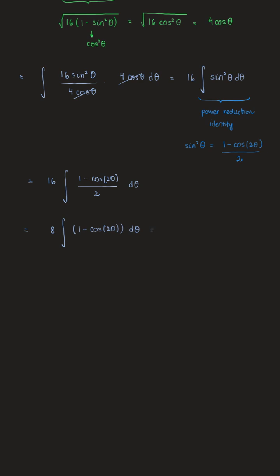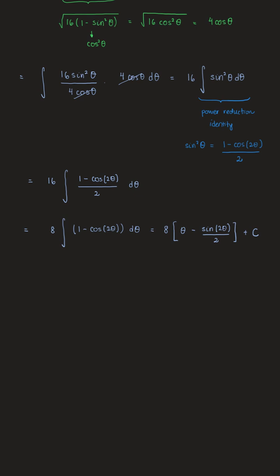So let's try it. We'll have 8. The antiderivative of 1 d theta is theta. And the antiderivative of negative cosine 2 theta will be negative sine 2 theta, but we need to divide by 2. Just undoing the chain rule there, and then we have plus c.